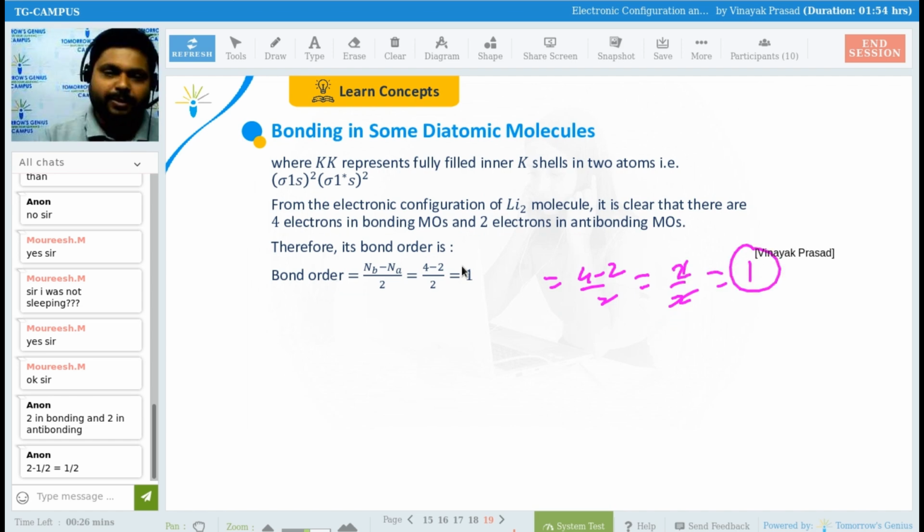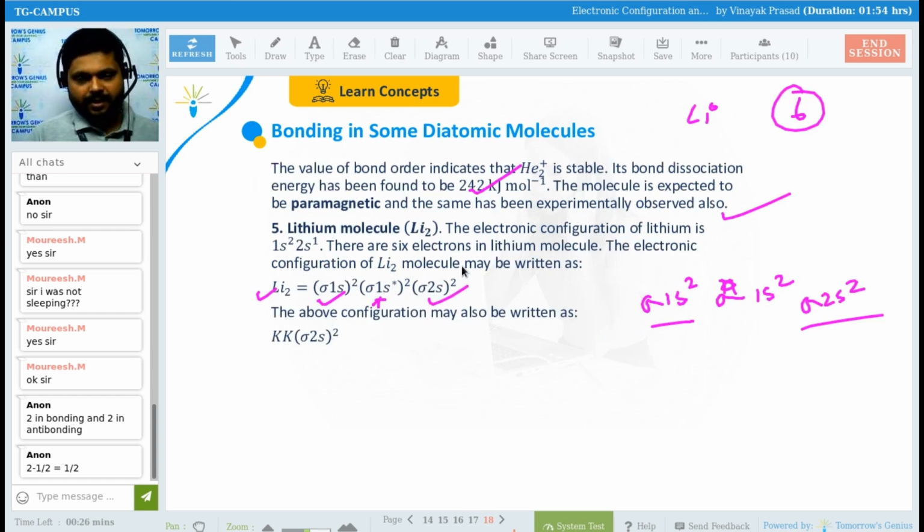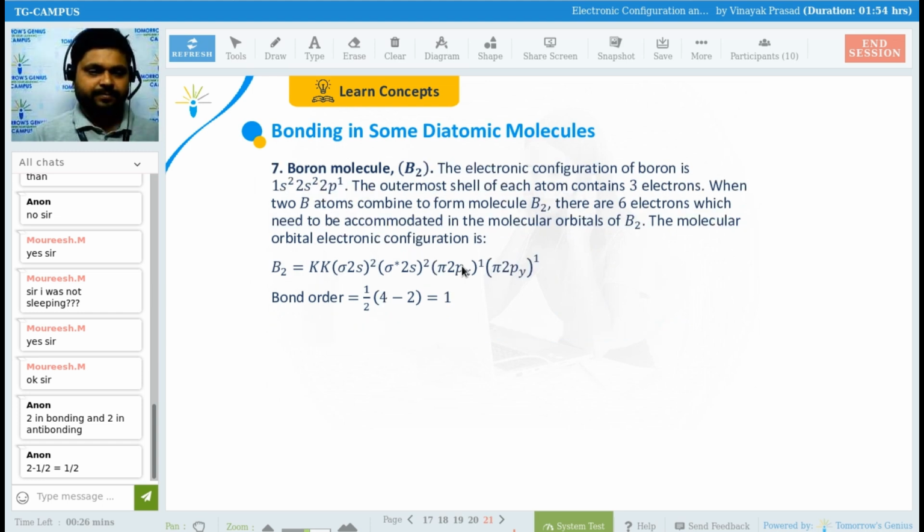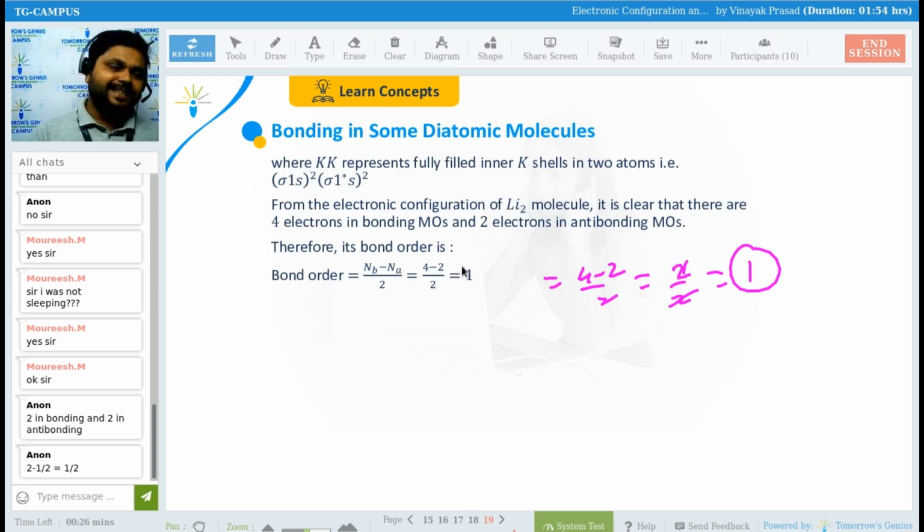So what do you say about the paramagnetic nature or diamagnetic nature? Anil Dev is saying paramagnetic. How, Anil Dev? How can you say this is paramagnetic in nature? Oh, I don't know the answer, sir. It was for previous. Okay, no problem. See guys, the total number of electrons in the last orbital is 2. So it will be diamagnetic in nature, right?